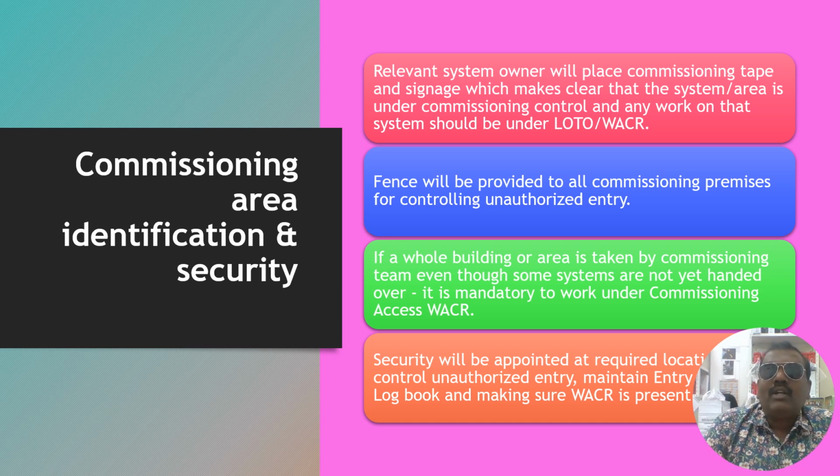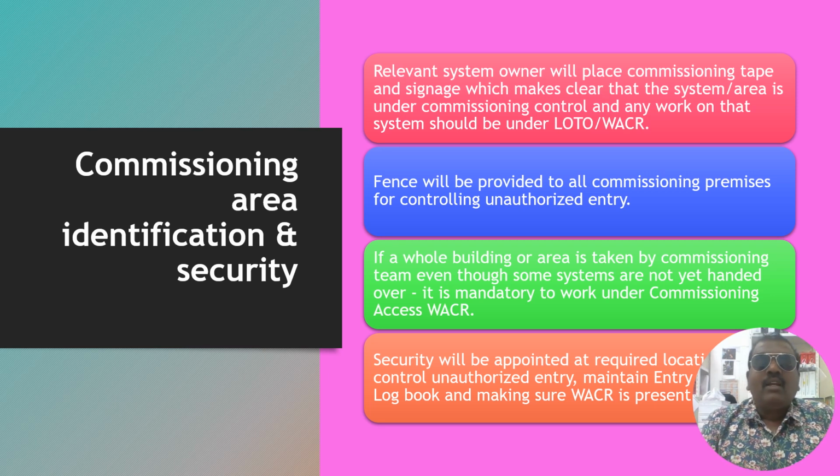Like a few examples. The relevant system owner will be placing commissioning tape and signages. Each and every project will have their own color coding systems. Maybe sometimes you can use black and white, or yellow and black, or blue and white, whatever it may be. The commissioning tape and signages make clear that the system area is under commissioning control and any work on that system should be under the LOTO WACR. What is the WACR? I already said, perimeter system. That is called WACR.